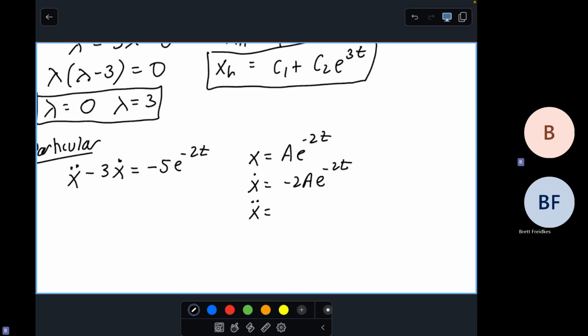We will do that again. That will give us 4a e to the minus 2t. And that will give us all of our derivatives that we can use to plug into our equation. Do we believe this? Are there concerns about this?